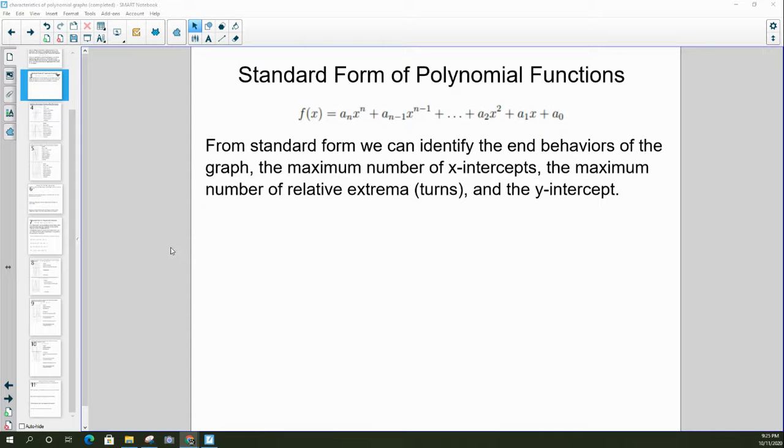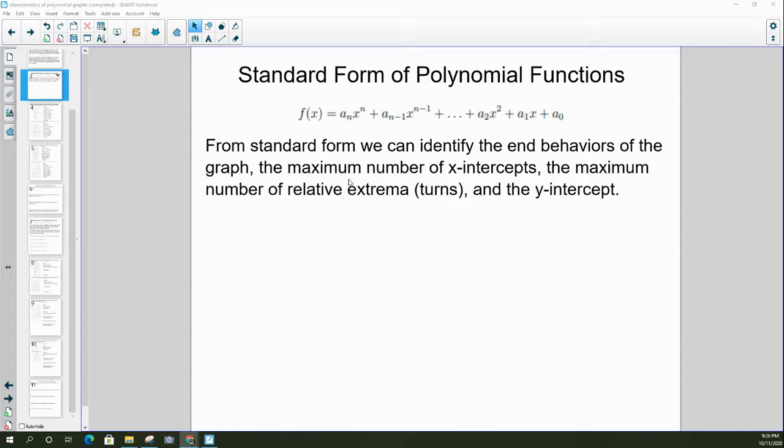This lesson is going to focus on polynomial functions in standard form. Standard form is a very useful form, especially as you advance through math, and in calculus you'll use it to find maxes and mins, points of inflection. But in algebra 2 it does have some limitations, but it does tell us a lot about the graph of a polynomial function. From standard form, we'll be able to identify the end behaviors, right? The left end behavior, the right end behavior, if they're going up or down towards infinity or negative infinity.